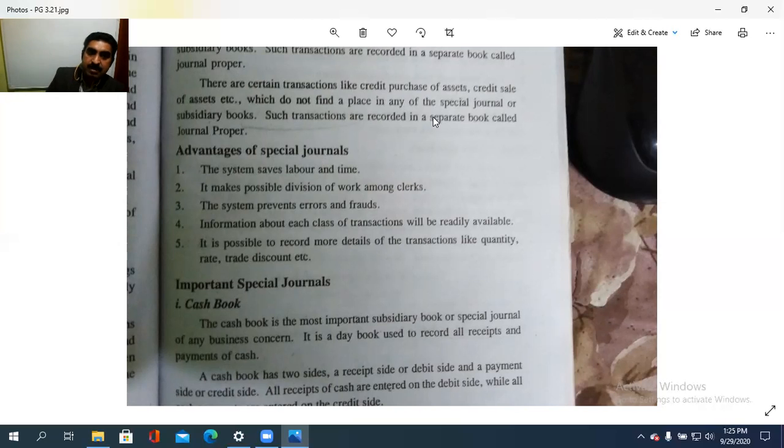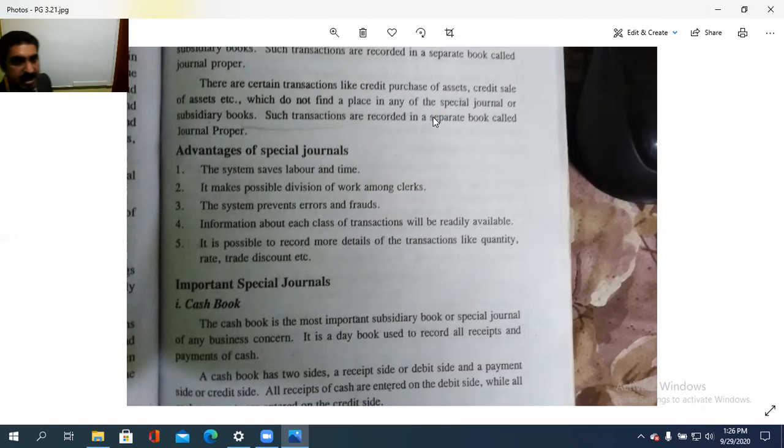And the system prevents errors and frauds. എല്ലാം കൂടെ ഒരൊറ്റ ഇതിനകത്ത് എഴുതുന്നവന് ആകെ തലയ്ക്ക് പ്രഷറാണ്. അങ്ങനെ വരുമ്പോൾ എന്ത് ചെയ്യും? There may be errors, and frauds will be more there. So in order to reduce the errors and frauds, we need to use this system.